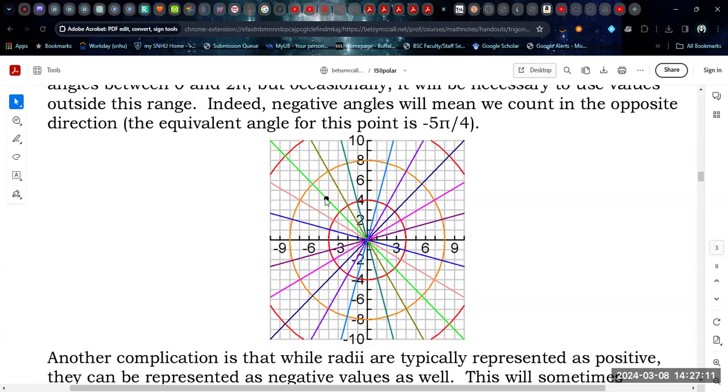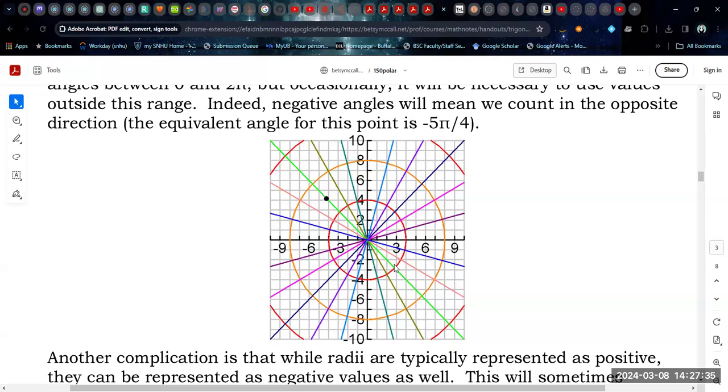Now, this brings up the point that in polar coordinates, the points in the plane are not unique combinations of coordinates. Negative angles will just mean I'm going around in the opposite direction. So I can also get to this point from negative 5 pi over 4. And it also means, in fact, that if my angle switches by pi, I can get back to this position by making my radius negative.